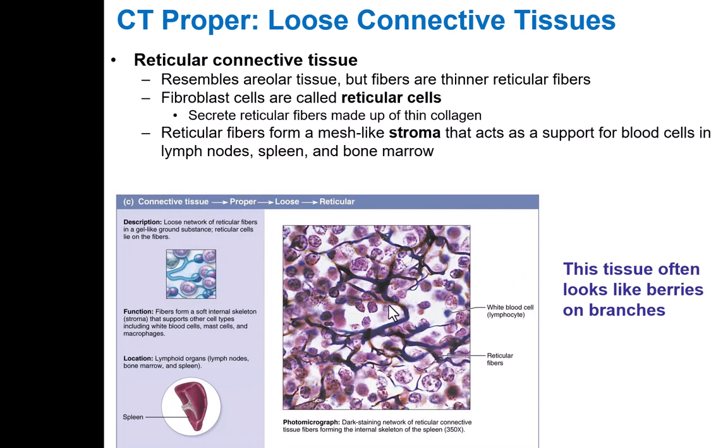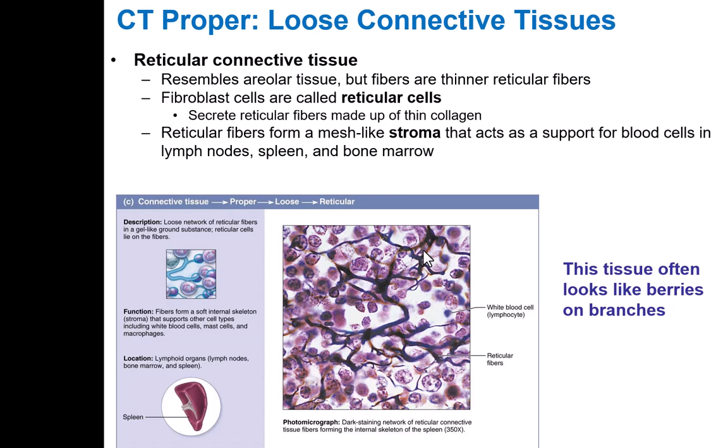Reticular connective tissue, the last of the loose connective tissues. We have these thick, dark staining, branching looking fibers. That's what reticular fibers look like. And lots of nuclei in here. The nuclei are fibroblasts, and you might find some other types of cells in this tissue as well. But this gives the sense of when you're looking at it, it looks like, okay, I see some branches and what looks like berries kind of stuck to these branches. That is a clue that you're looking at reticular connective tissue.